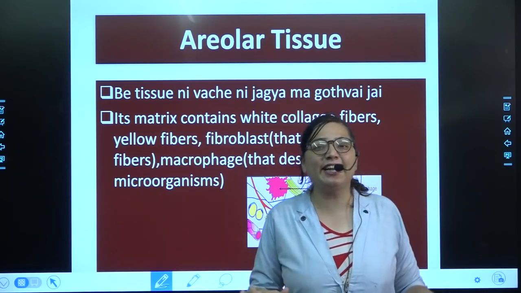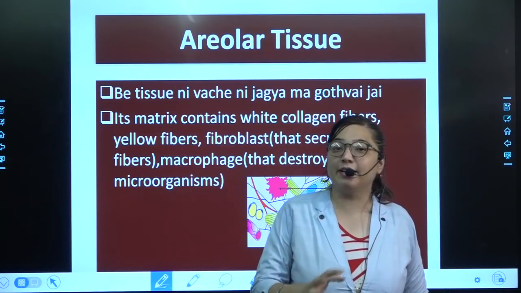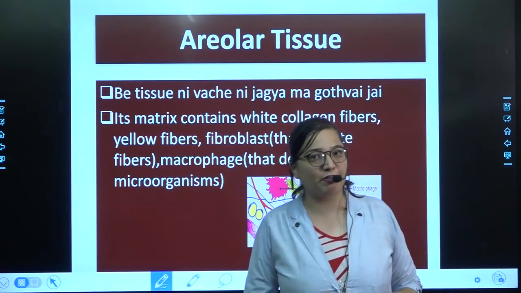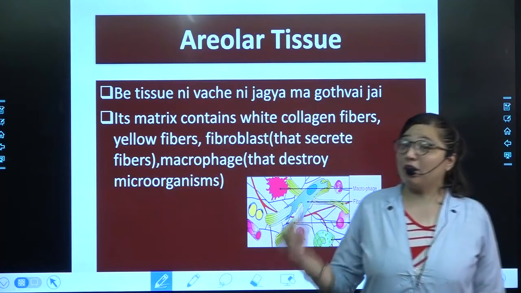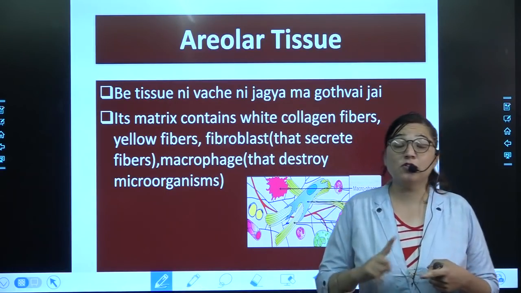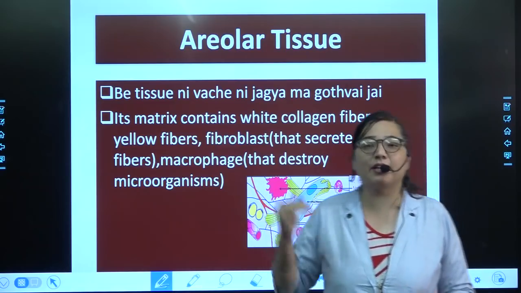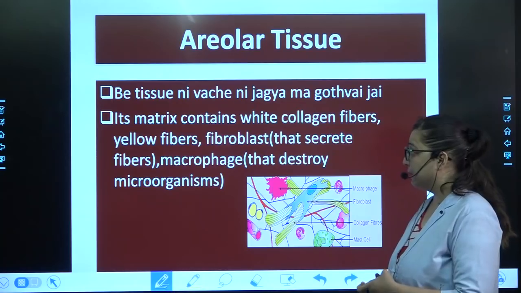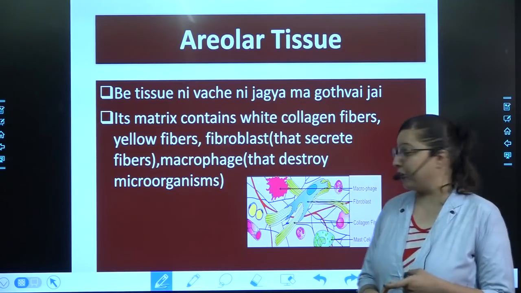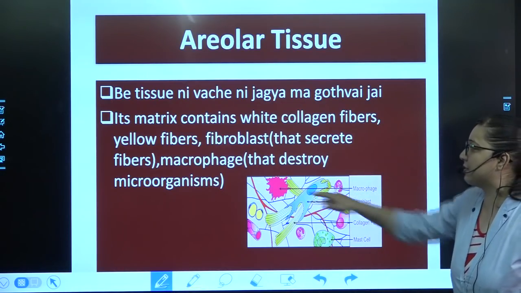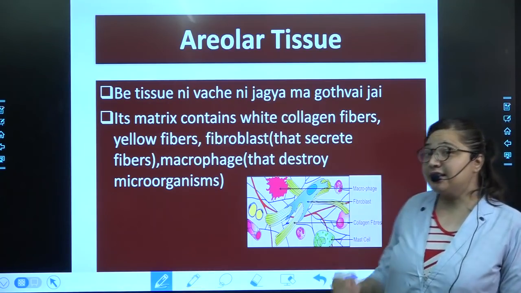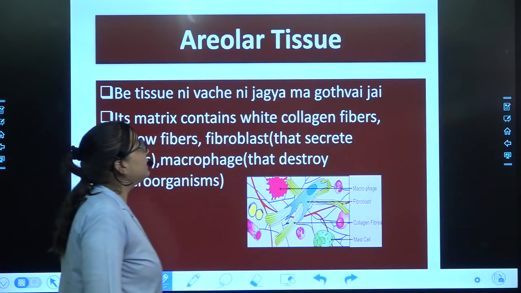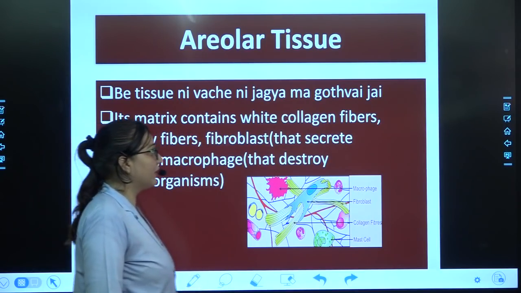That means it is settling itself at the place where there is no place, and it will try to connect and bind because it is a type of connective tissue. Then what is its matrix made up of? Remember, because on the matrix basis also we have the basic classification: yellow fibers, white fibers, fibroblast, macrophage. You can see over here, this is a macrophage, and it is helping in destroying any kind of organism. So these are the points about the areolar tissue.